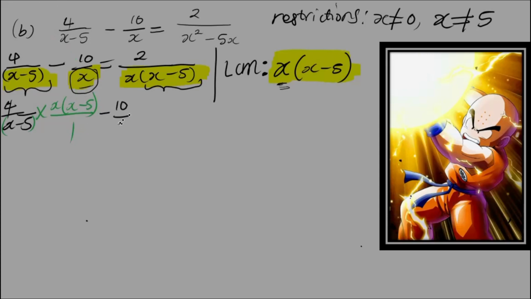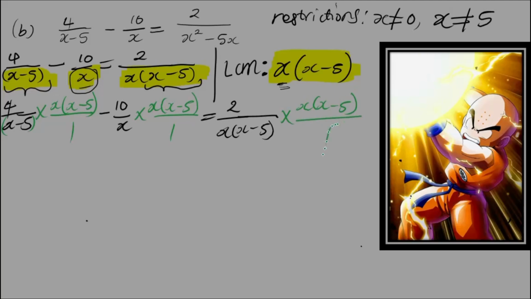Negative 10 all over x. What happens to that? We also multiply with the LCM, x into (x minus 5) all over 1. See that? Moving on to the next part now. The equal sign and the 2 into (x minus 5). What do we do with that? We multiply this also with the LCM. Hope that's visible, and I hope it makes sense.